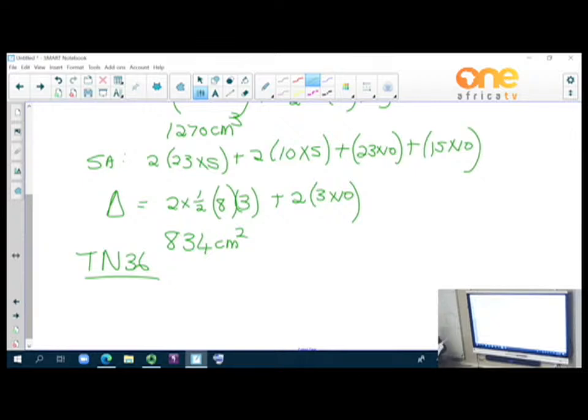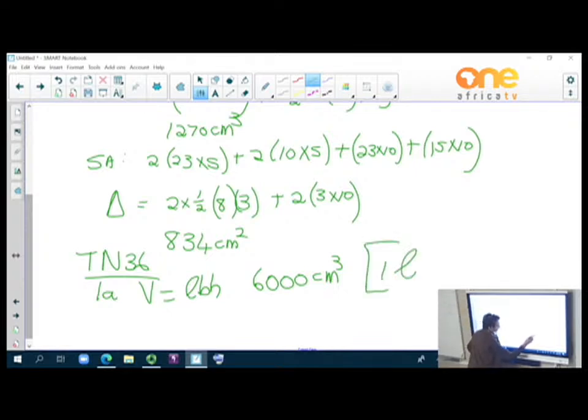So we look at Try Now 36, number 1A. That's very easy. Calculate the volume of the tank. So that is just length times breadth times height, which is 6,000 cubic centimeters. How many cubic centimeters in a liter? 1 liter is how many cubic centimeters? 1,000 cubic centimeters. This is like these milk jars that you get, a mug, that we have there.